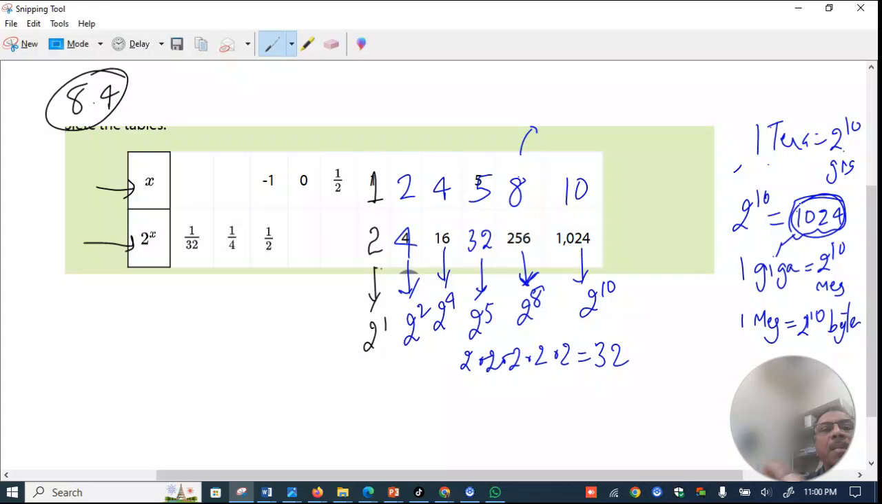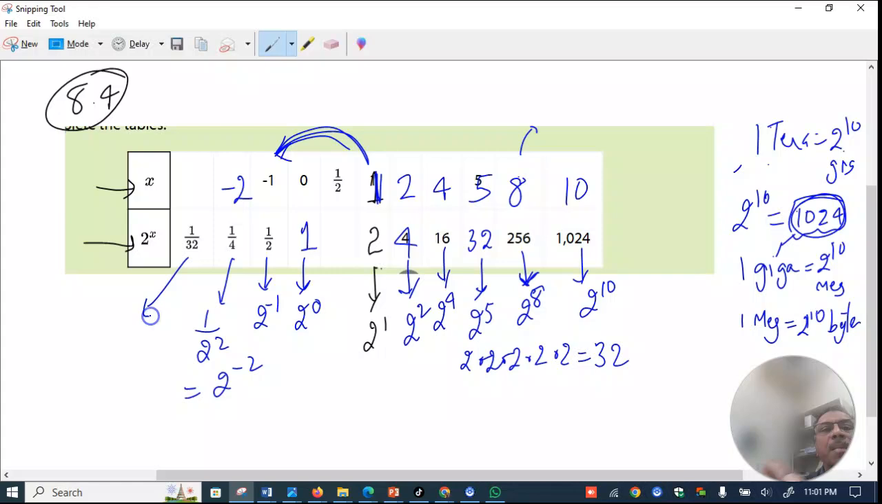Now, go backwards. This is 2 raised to 0. Anything raised to 0 is 1. Now, this is 2 raised to minus 1, and this is the same as the opposite of this. See, 2 raised to 1 is 2, then this side becomes half. Now this one is 1 over 2 squared, which can be written as 2 raised to minus 2. So this is minus 2. Now this is 1 over 2 raised to 5, which is the same as 2 raised to minus 5. So this becomes minus 5.